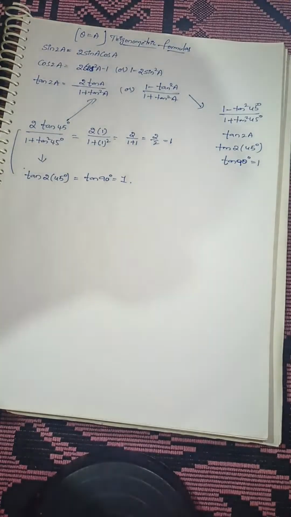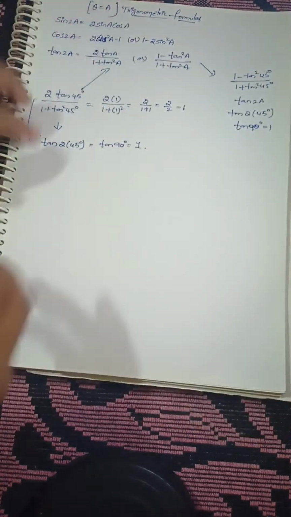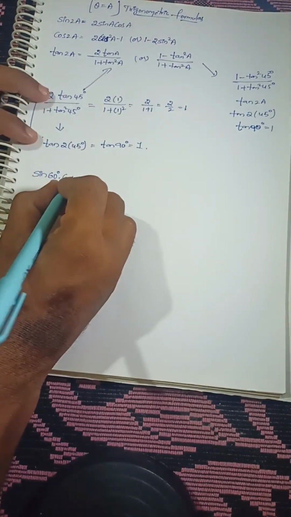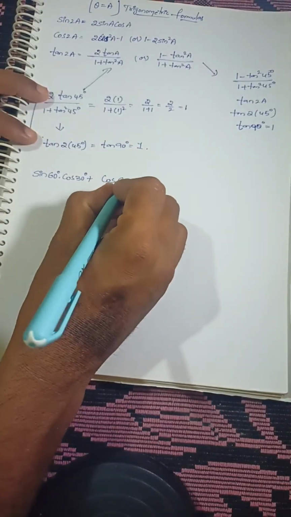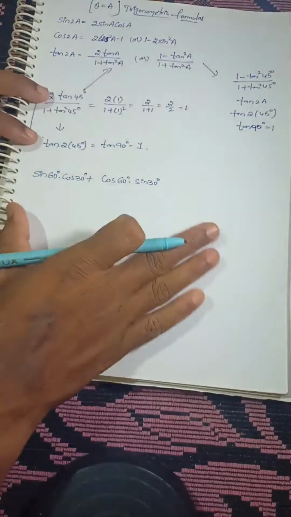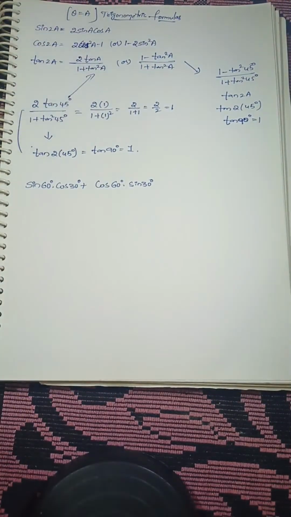Now we are going to do some of the problems which are related to the trigonometric table along with the angles. Now see the first question. First question is sin 60 degrees into cos 30 degrees plus cos 60 degrees into sin 30 degrees. We all know the values, we can substitute directly without any disturbances.